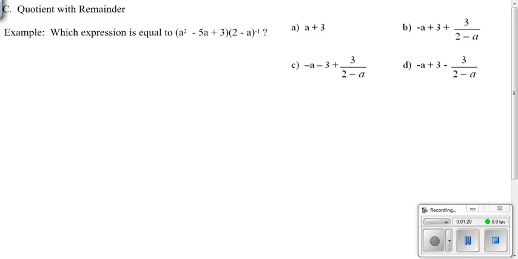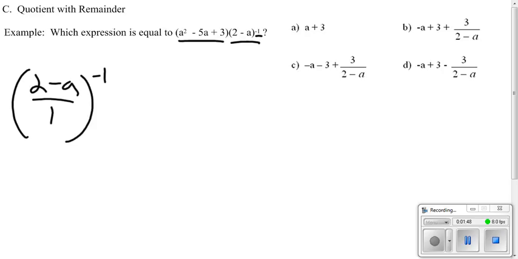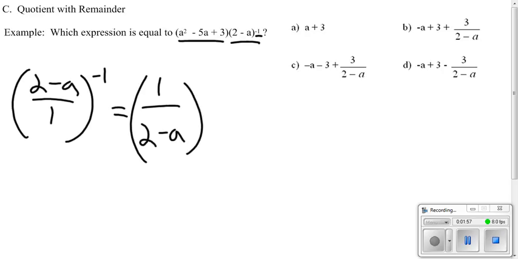Well, first we have to get our problem into an actual division problem, which it doesn't look like it is at the moment. Right now we have this polynomial being multiplied by this polynomial to this power. But anytime that you have a polynomial to a negative power, remember that it's just the reciprocal of that value. So if we rewrite that as 2 minus a to the negative 1, remember that negative means just take the reciprocal, so that becomes 1 over 2 minus a to the positive first power now, because we took the reciprocal.